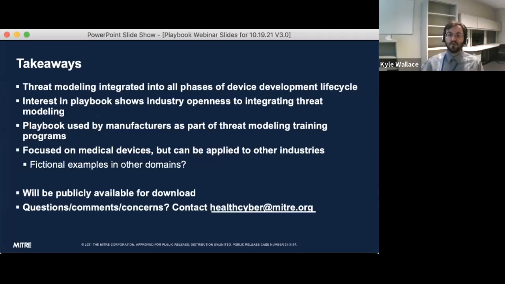And while we've been talking a lot about how this is the medical device threat modeling playbook, all of the techniques used in this playbook aren't necessarily restricted to just medical devices. They can be used on software, they can be used in other domains. So just because we're in the medical industry doesn't mean that the knowledge that we have here doesn't apply to other industries as well. So if you know people outside of the medical industry that might benefit from this, tell them about it, share this with them, see if it's of any value to them.